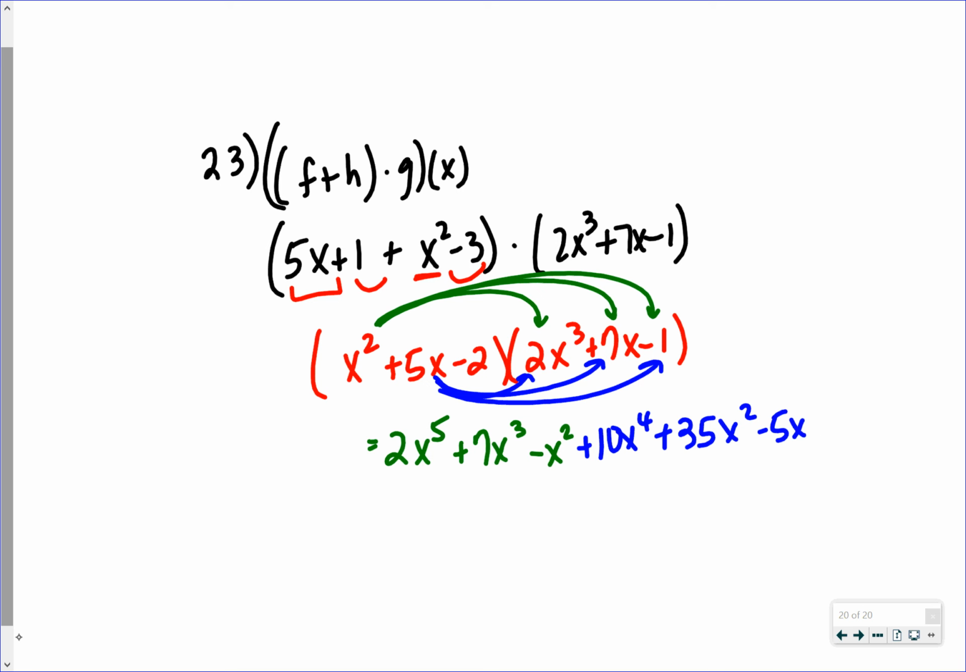Last one. Negative 2 times 2x cubed is a minus 4x cubed. Negative 2 times 7x is a minus 14x. And negative 2 times negative 1 is a plus 2.